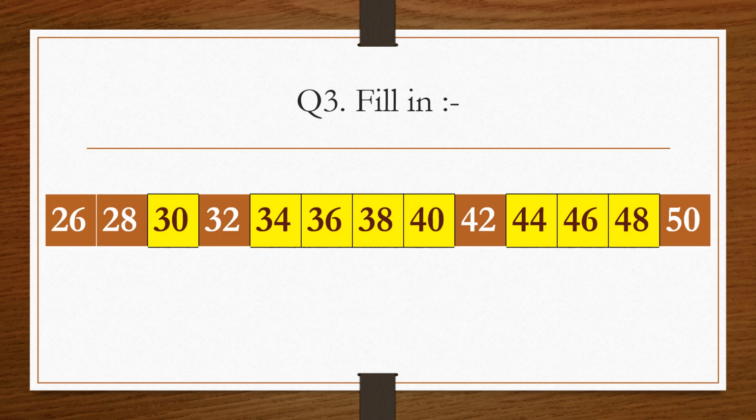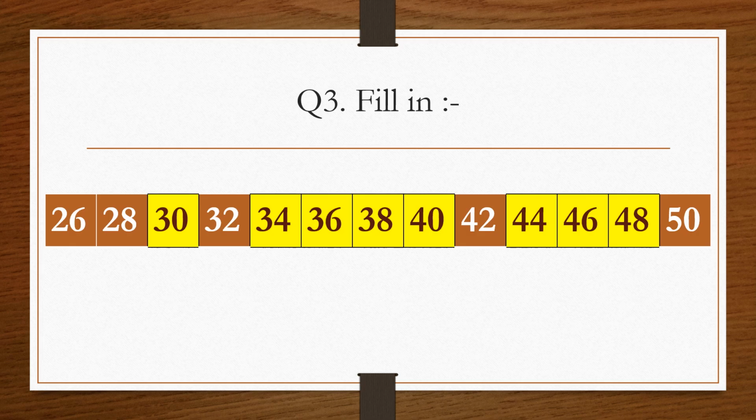26 and after 26 is written 28. And what comes in between 26 and 28? 27. Here you can see that 27 is skipped. We have left 27 and then 28 is written. So by this we came to know that in this series we have to leave one number, we have to skip one number and then we have to count on and write the answers.